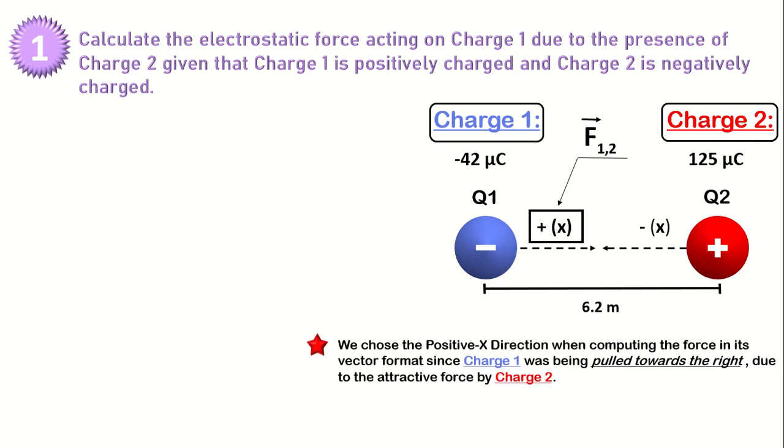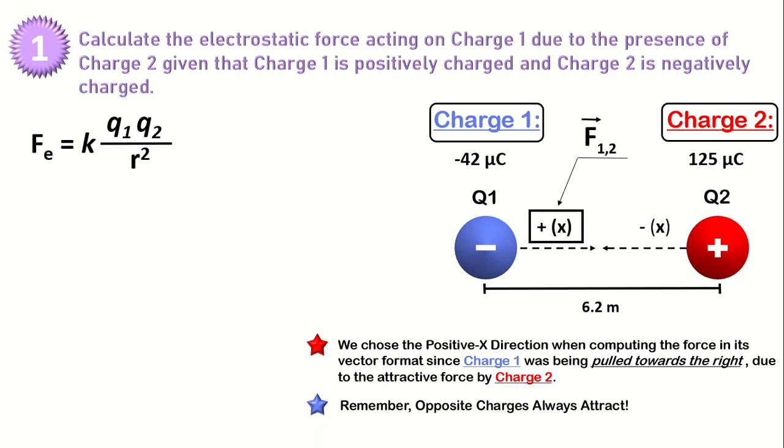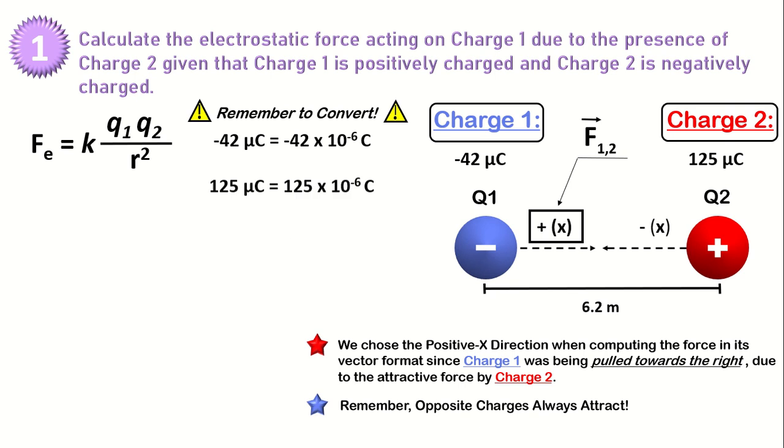Once again, we chose the positive x direction when computing the force in its vector format, since charge 1 was being pulled towards the right due to the attractive force by charge 2. Remember, opposite charges always attract. So now we can plug the values into the Coulomb's law equation, which states once again that the electrostatic force between any two charges is equal to Coulomb's constant times charge 1 times charge 2 divided by the distance between them squared. So let's remember to convert. Negative 42 microcoulombs is equal to negative 42 times 10 to the minus 6 coulombs. And 125 microcoulombs is equal to 125 times 10 to the minus 6 coulombs.